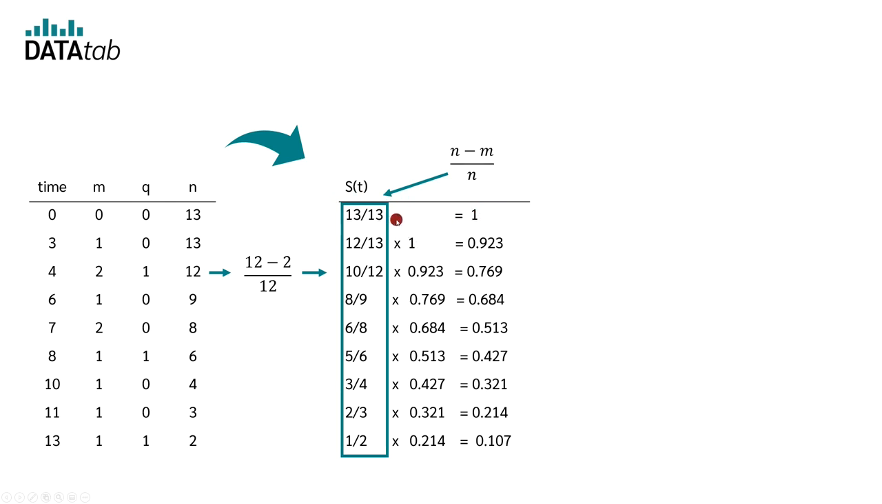So in the first row we get 1. Now we calculate 12 divided by 13 times 1, which is equal to 0.923. In the next row we calculate 10 divided by 12 times 0.923 and get a value of 0.769. We take this value again for the next row. We now do this for all rows. Afterwards, we can draw our Kaplan-Meier curve in the same way as before with this data.